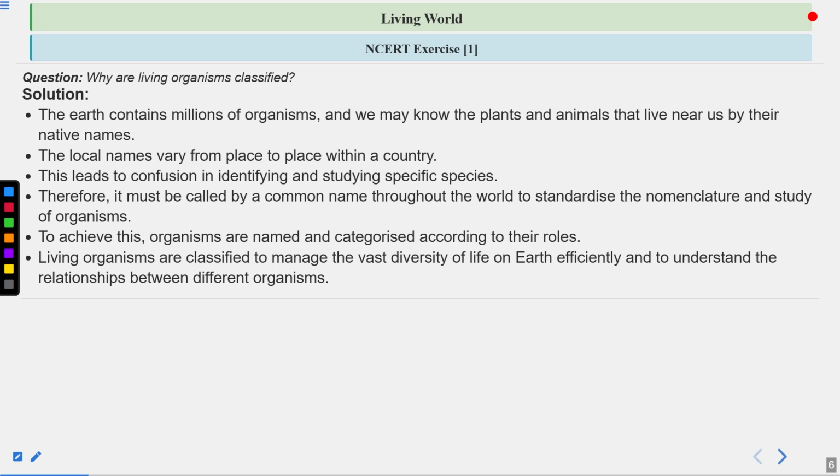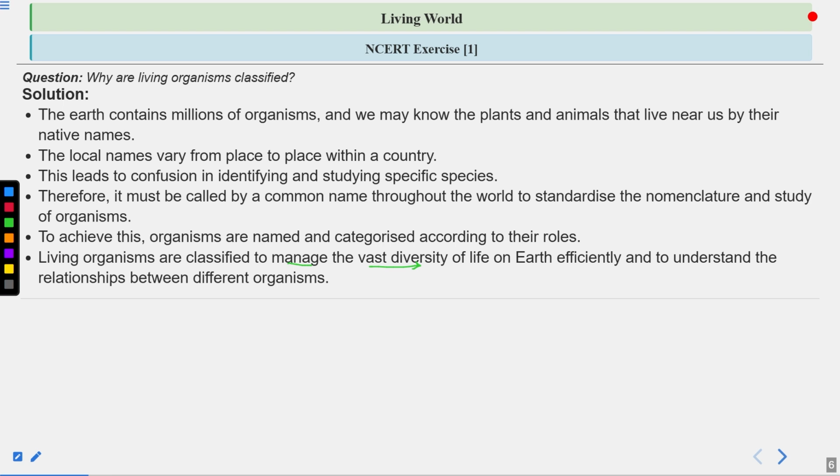So now living organisms are being classified because you cannot study each and every organism. There are millions of organisms present on the earth. So you cannot study each and every organism. That's why you need to classify the organisms, first of all, to manage the diversity. So to manage the vast diversity, you need to classify the living organisms into groups. And then you can study these organisms.